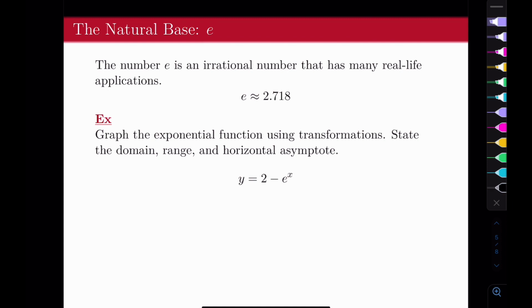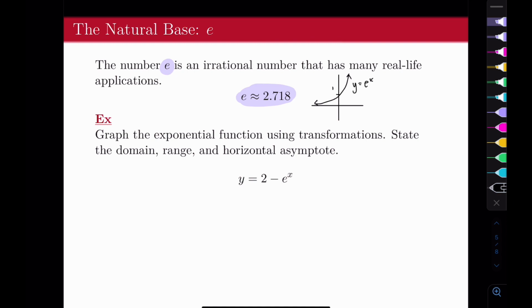Our natural base is a number that's called e. And e is roughly about 2.718. So when we deal with plotting e to the x, its base is bigger than 1, so it still goes through (0, 1), and it has that same shape as a base bigger than 1.